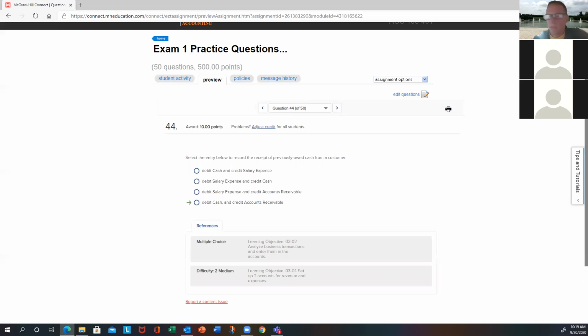Here's another one. It says select the entry below to record the receipt of a previously owed cash from a customer. So you're receiving cash that is owed to you from a customer. Of course, that would be accounts receivable. So you'd have to look at the choices, and you should be looking for a cash. I see cash is in A, B, and D. And then I'm also looking for accounts receivable. Of course, the only 2 that have accounts receivable in it is C and D. So just looking at the choices, it's got to be letter D, or the regular choice number 4.